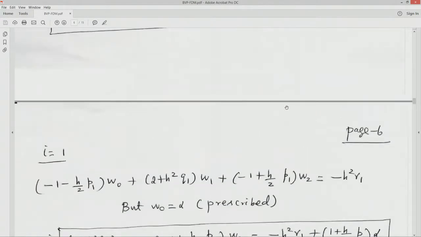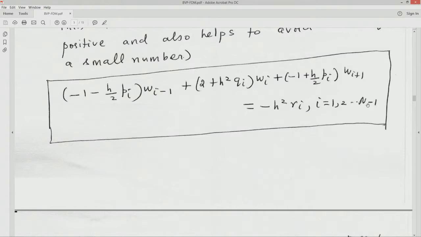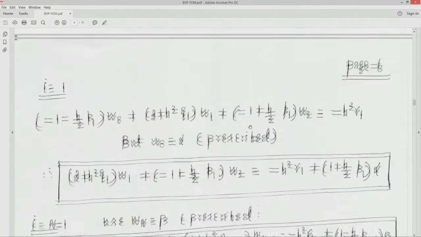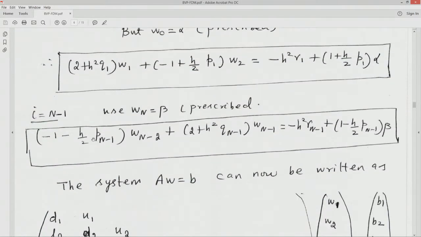Similarly, when I is equal to n minus 1, we have seen that this will give you Wn, and Wn is prescribed to be beta. And so, I can make use of that information here and take this term to the right hand side. So, when you do that, you end up with an equation in the unknowns Wn minus 2 and Wn minus 1. The term with Wn goes to the right hand side, and we have used the fact that Wn is beta. So, for I is equal to 1, this will be the equation.